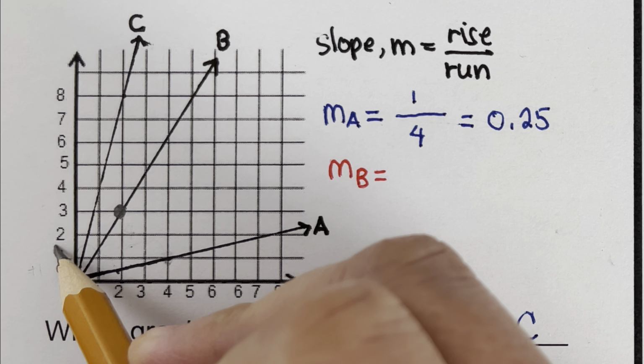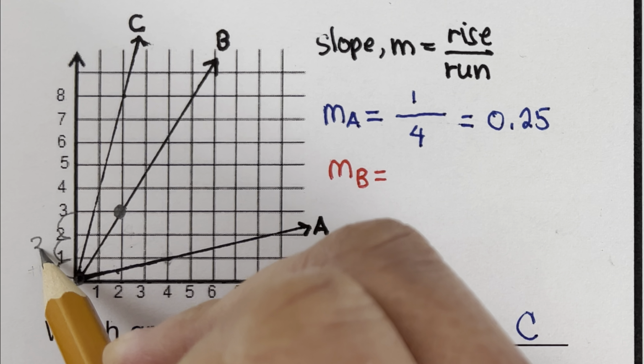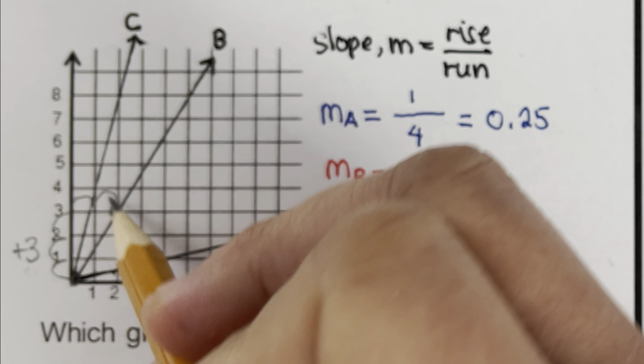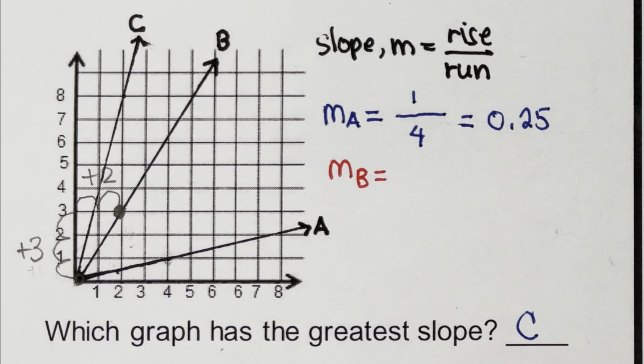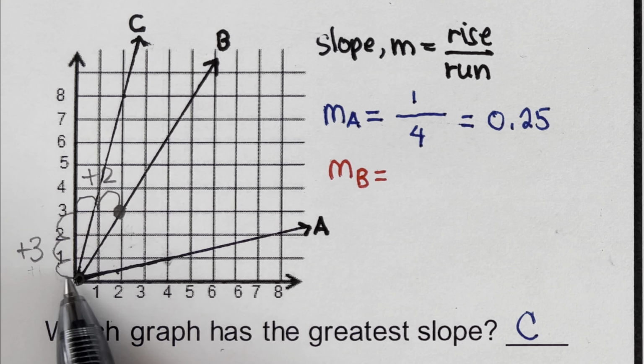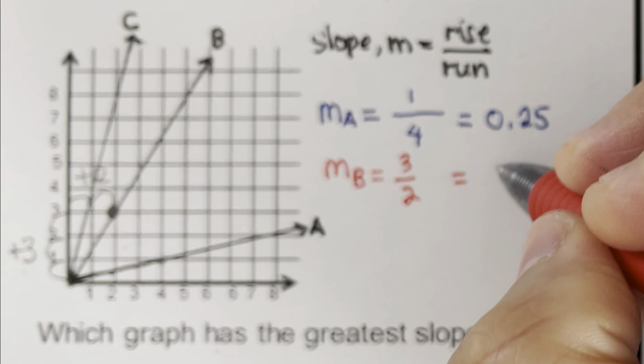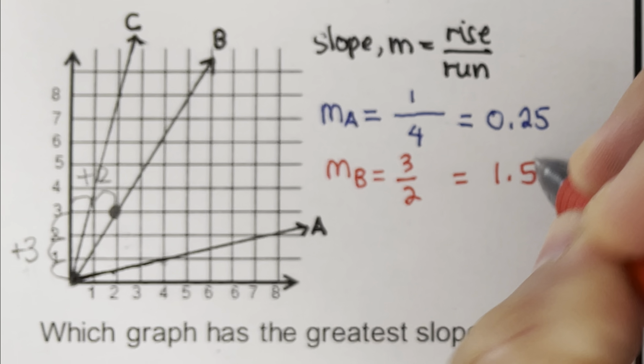So that would be 1, 2, 3. So we went up 3. And we go to the right, 1, 2. So we went to the right 2. So then the slope is rise over run. That would be 3 over 2. And if we change this to decimal, this would be 1.5.